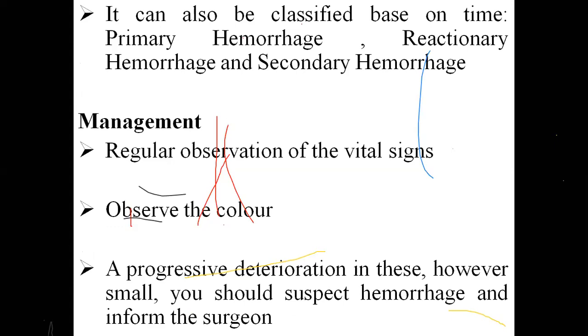And it can also be classified based on the time when the bleeding occurs. You can have primary hemorrhage, reactionary hemorrhage, and secondary hemorrhage. Primary hemorrhage is the bleeding that continues even postoperatively, when after surgery the patient sees the clotting is not just taking place. Then reactionary hemorrhage is as a result of a reaction taking place, or secondary bleeding if the bleeding starts after 24 hours of the surgery. The management, now: how do you manage the hemorrhage?